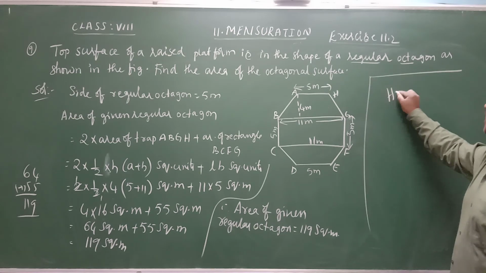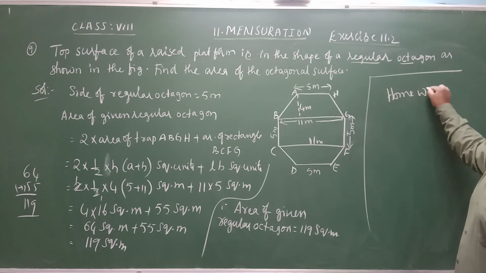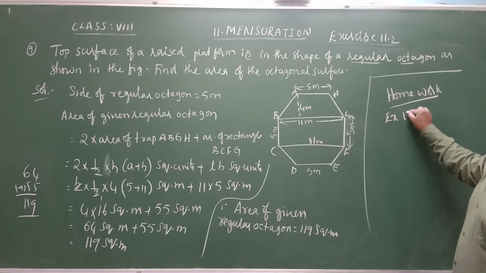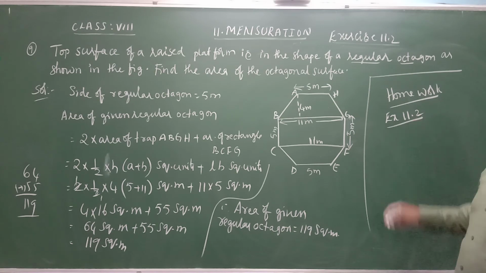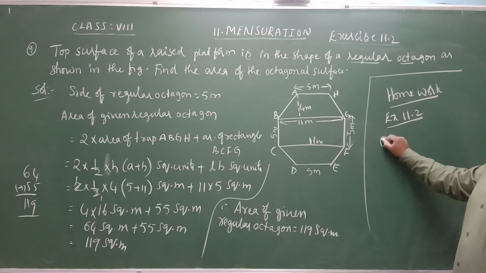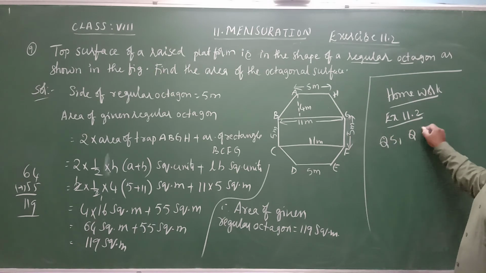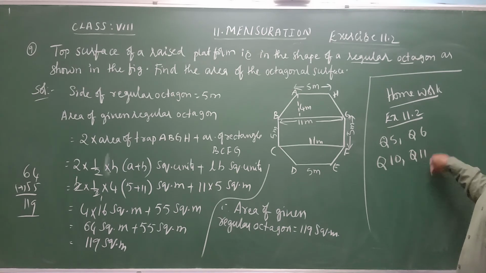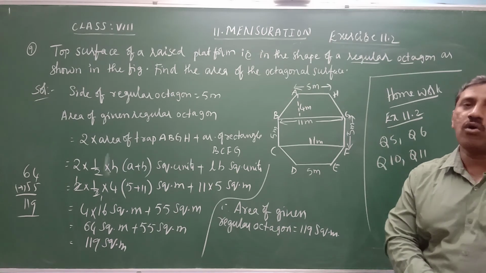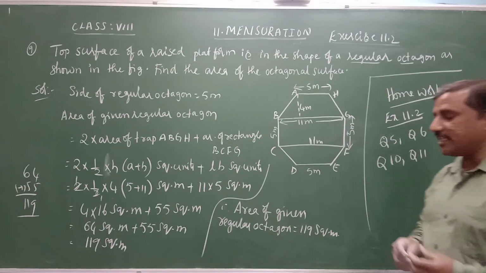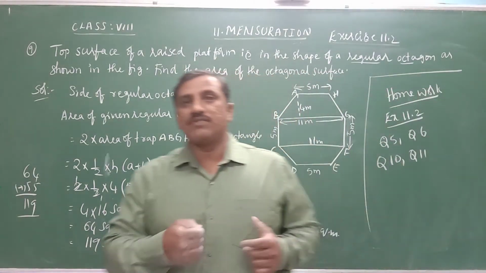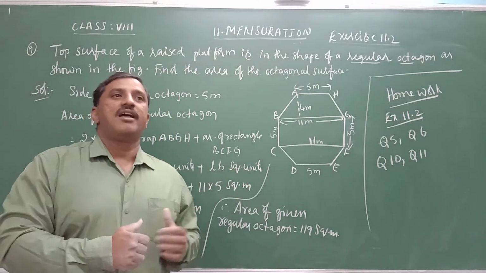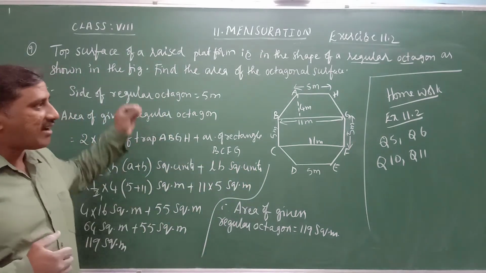With this knowledge, today's homework: exercise number 11.2, question number 5, question number 6, question number 10 and question number 11. So this is your homework. And today what we discussed: the area of a rhombus, its formula we derived, and we discussed its application in finding area. I hope you understand today's concept.